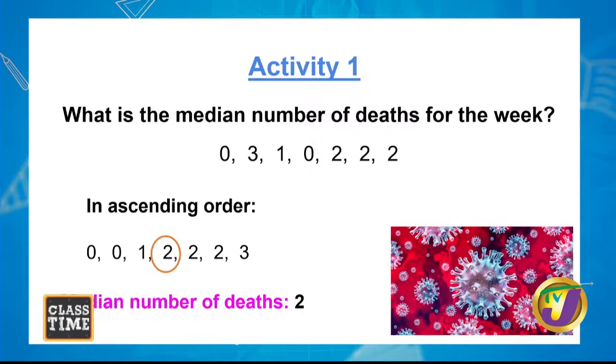So our mean is 2, our mode is 2, and our median is 2. Yes, so what is that saying to you? Well, as we stated before, all three of these measures of central tendency are actually averages. And if all three values are the same, then that tells me that approximately 2 persons were dying per day for this week, the week of November 8 to 14.